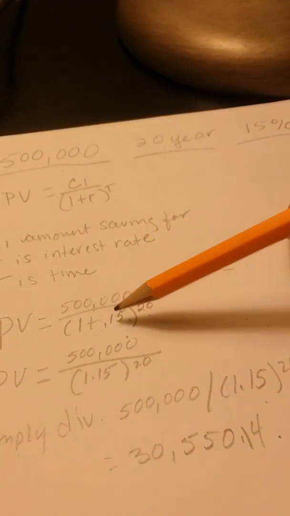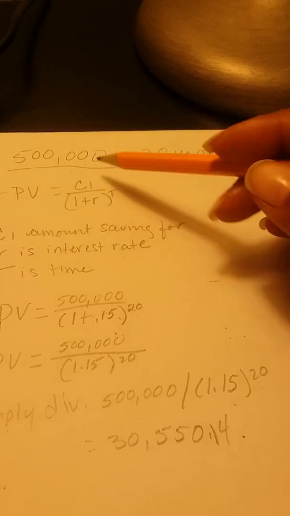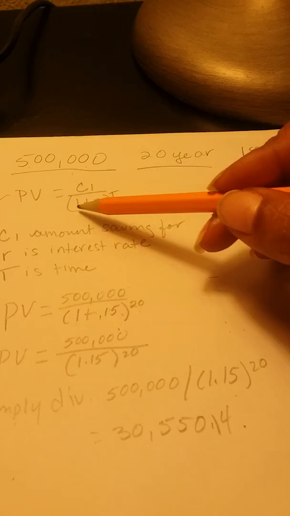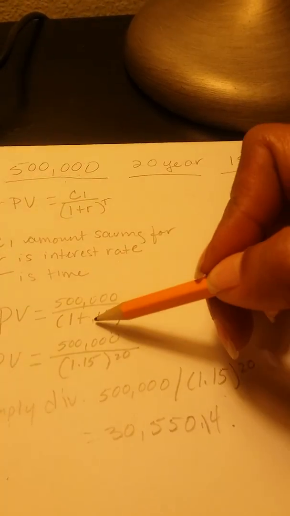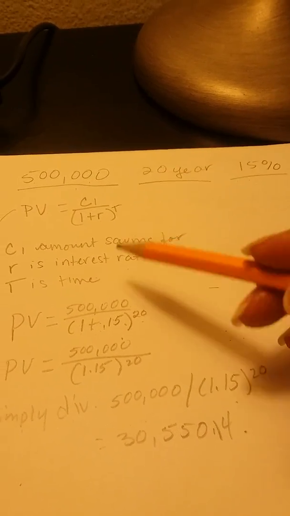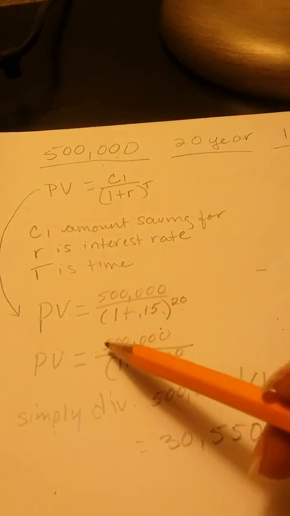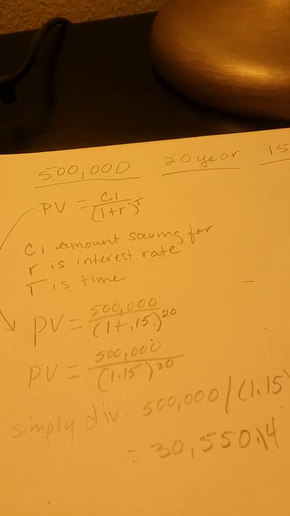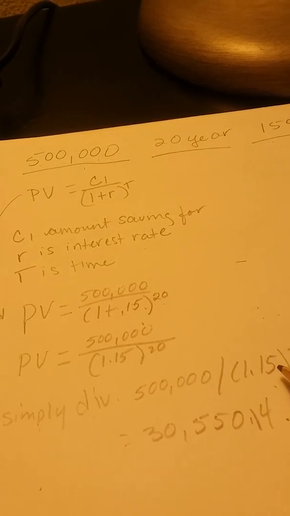our present value formula and we pop in our numbers for our circumstances. So here the amount that we're saving for we know is $500,000. We know that it's 1 plus R, 1 plus the rate. Our rate is 15%, so we make that into a decimal, 0.15, and our time is 20. So we do what's in the parentheses first, and so our present value is $500,000 over 1.15 with a time period of 20 years. So here we just simply divide these numbers out.